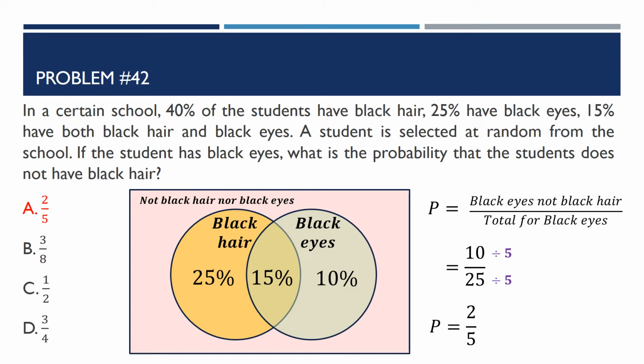So that means the chance of choosing a student that doesn't have black hair out of those students who have black eyes is 2/5.